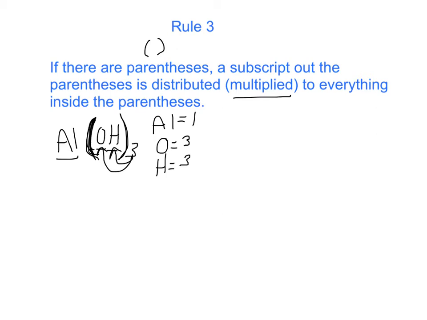Sometimes the elements inside the parentheses are going to have subscripts of their own. So let's look at a pretty complicated one. So we have Ca, C2H3O2, all in, that's a 2, hold on.